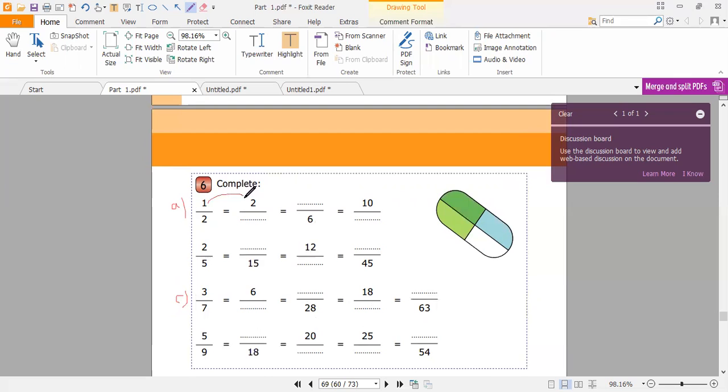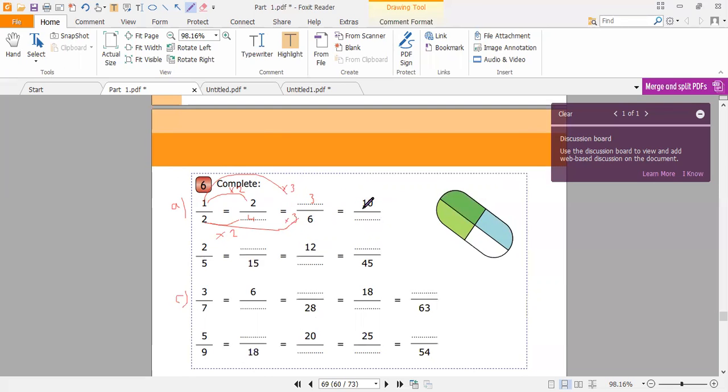1 becomes 2, becomes bigger, so times 2. So I'm gonna multiply here by 2. So the answer is 4. Now we go back to the first fraction. 2 becomes 6. So here we have to multiply by 3. So directly I'm gonna multiply up by 3. 1 times 3 is 3, so the answer is 3 sixths.